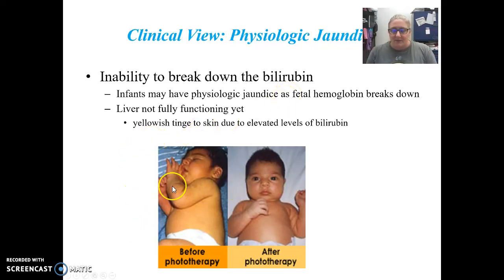Typical treatment for jaundice is going to be phototherapy. If it's a very minor case, then they will often tell you to put your child by a window and let UV radiation from the sunlight hit the child to help break down the bilirubin from the fetal hemoglobin.